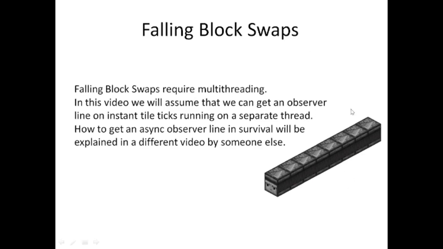In this video, we will assume that it's possible to get an observer line on a different thread. I will soon explain a bit more what I mean by this, but I will not explain how you get these async observer chains. I will just assume that you can get them, and there will be videos published by other people like XCOM, maybe Earth Computer, and Punchstar, and so on, explaining how to get the async observer chain. This video will only explain how to use the async observer chain to get the falling blocks.